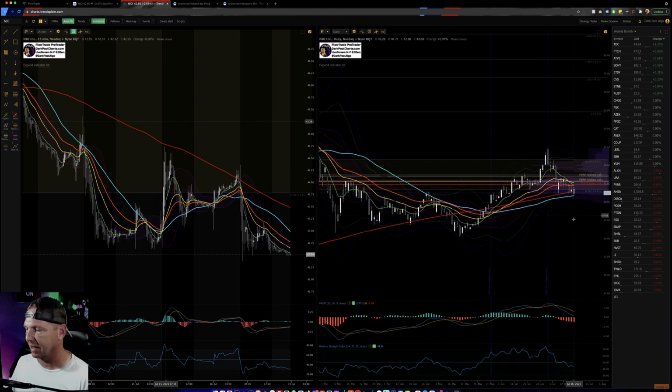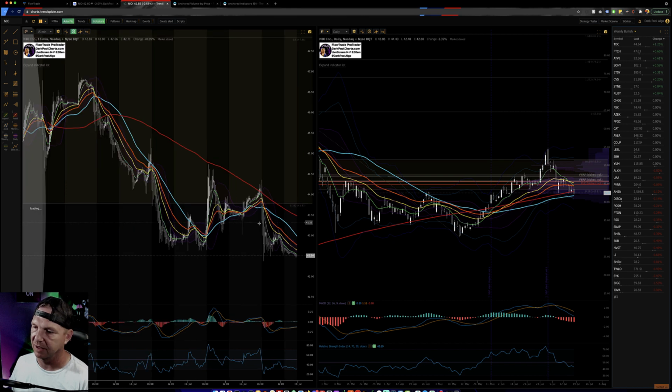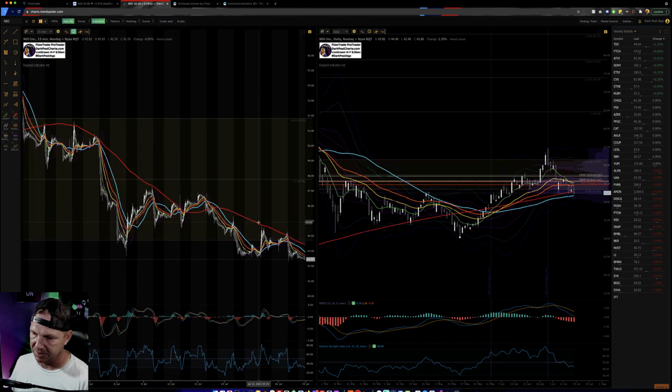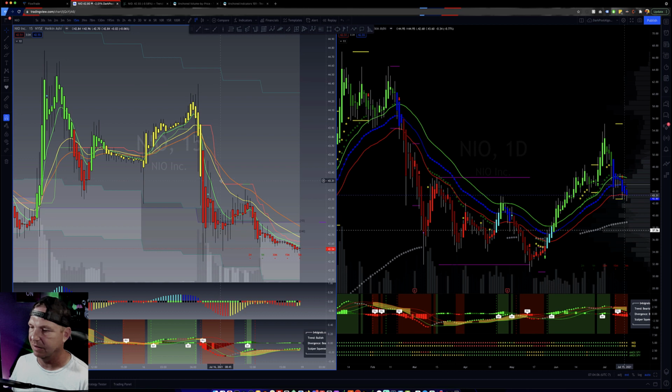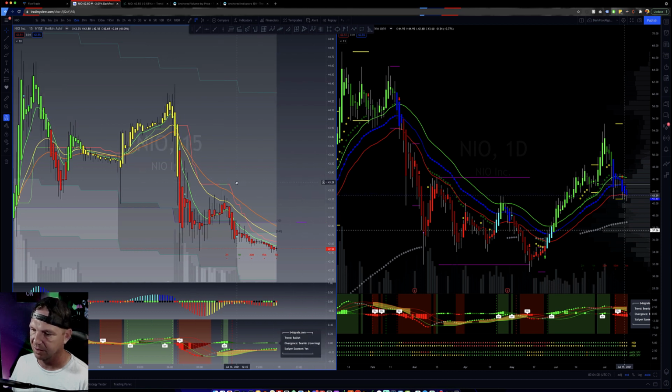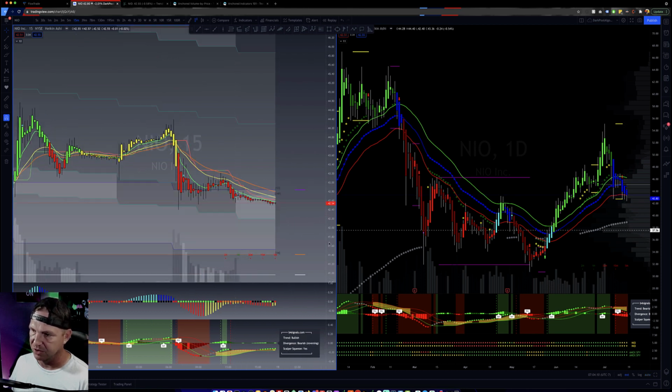So I'm not super confident in NIO this week. To the upside, we've got overhead resistance pretty significant. We made a lower low on Friday, right? We closed kind of down. NIO is right in this giant support zone of the 4-hour, the daily, and weekly, monthly Keltner channels.